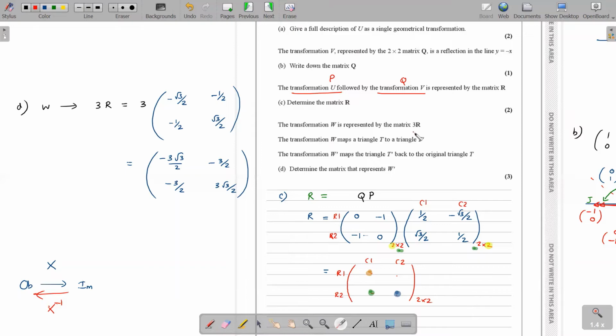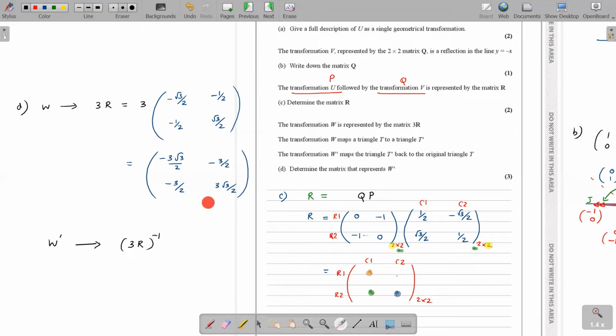Now, what is the matrix that we use for the transformation? For the transformation, we use the matrix 3R. So if you want to find the transformation given by W dash, it should be represented by the inverse of the 3R matrix. Do you understand what I'm talking about? So W dash is the inverse of the 3R matrix. Are you all with me? It's the 3R inverse.